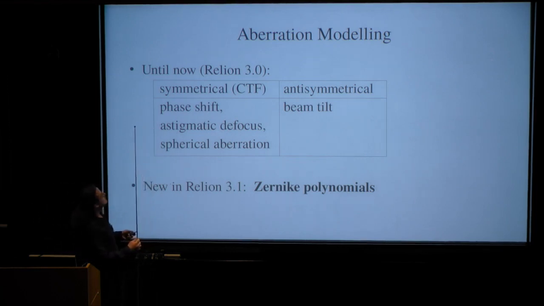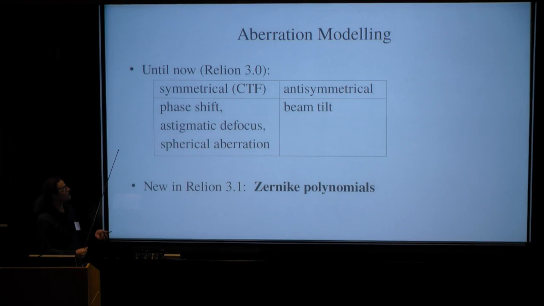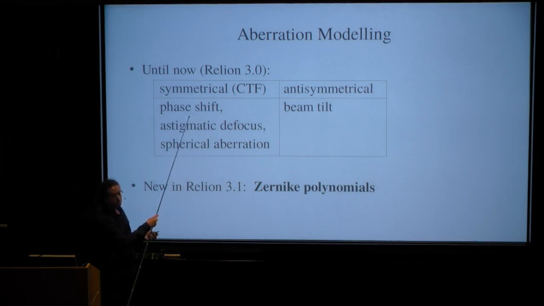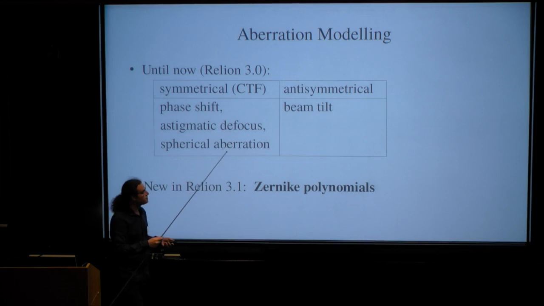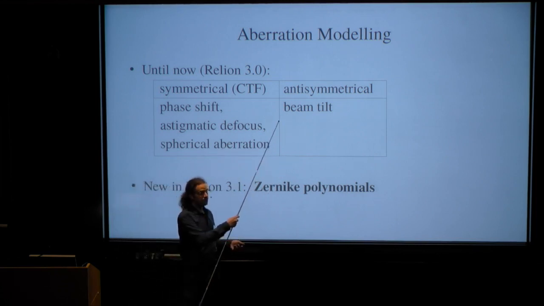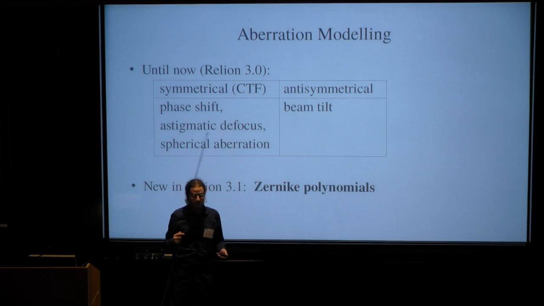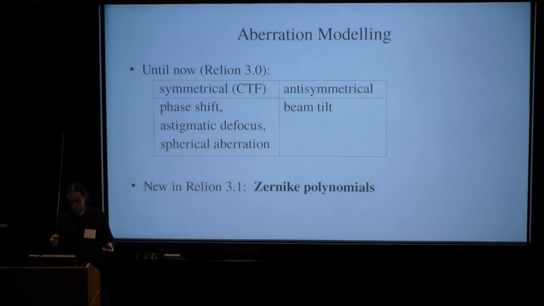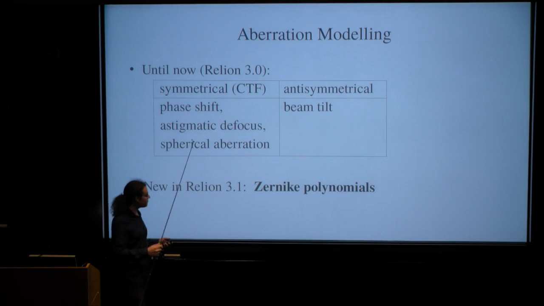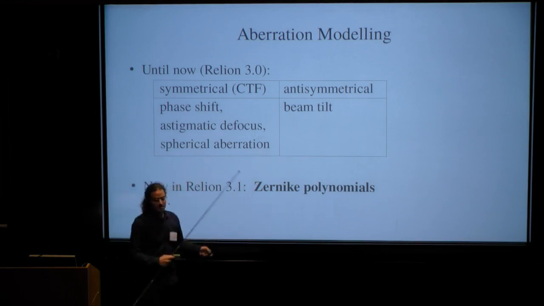So until now, in Relion 3.0 at least, for the CTF, we used only these three basis functions. So we have a constant phase shift or amplitude contrast term, a quadratic astigmatic defocus term with 3 degrees of freedom, and a radially symmetrical fourth order term for the spherical aberration. These are the only 5 degrees of freedom for this traditional CTF. And on the antisymmetrical side, we introduced beam tilt in Relion 3.0. In Relion 3.1, we will allow for arbitrary Zernike polynomials in both columns.